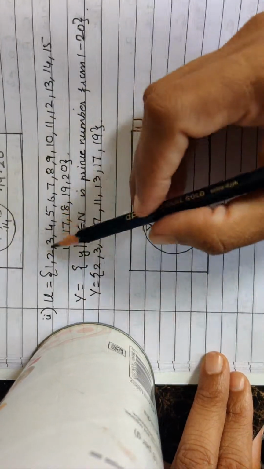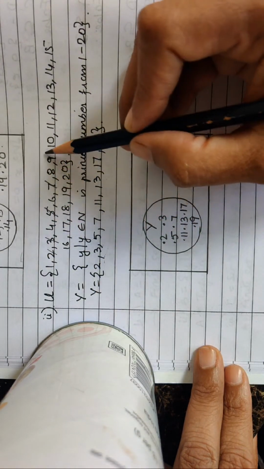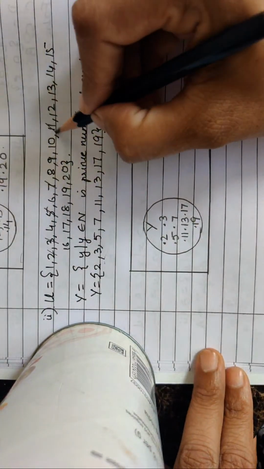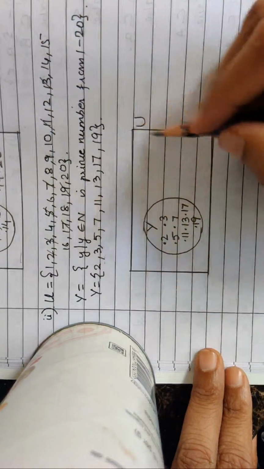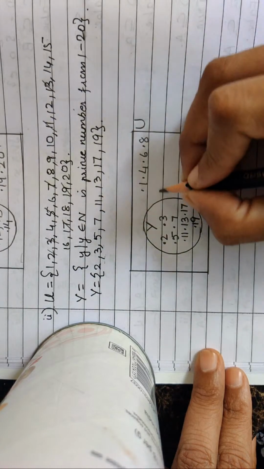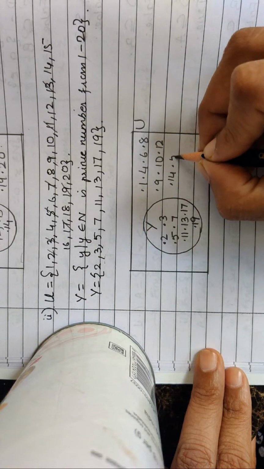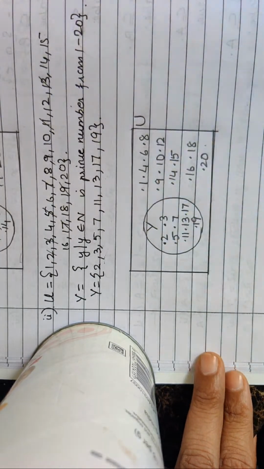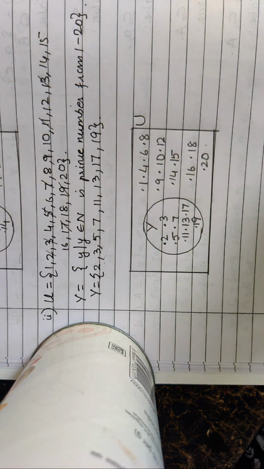Look at the remaining numbers: 2, 3, 5, 7, sorry, 9 was not there, I am sorry, 9 comes in the table of 3. 11, 13, 17 and 19. Now I have to write the remaining numbers outside. That is 1, 4, 6, 8, 9, 10, 12, 14, 15, 16, 18 and 20. So this completes my second Venn diagram. So this finishes our question number 2.